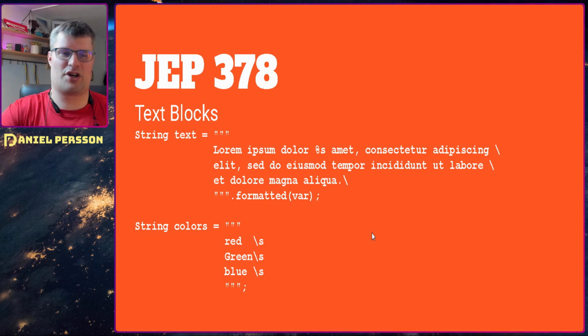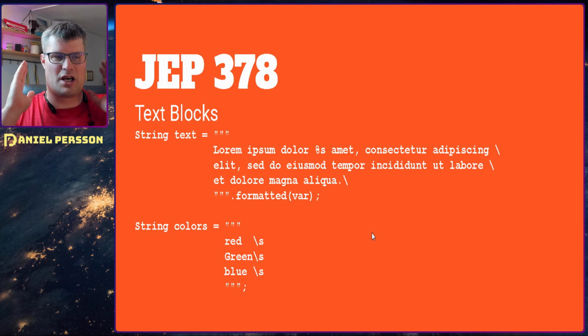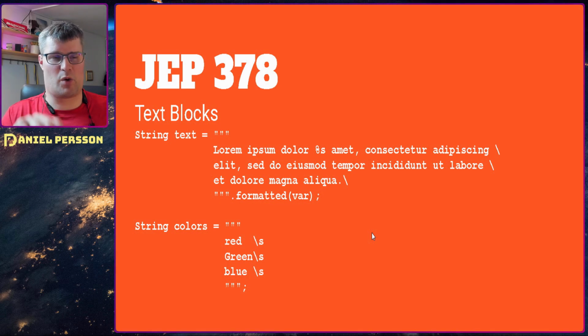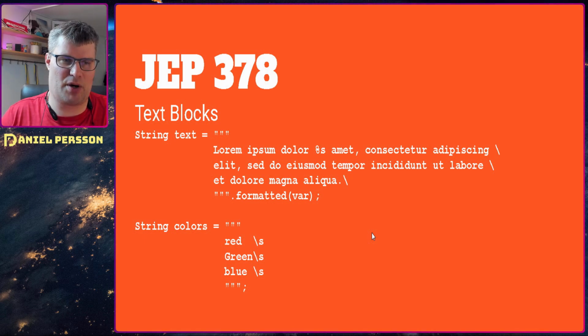So in this version, you should be able to use the text blocks as they are notated here with three double quotes, and then you have some text, and you can have them on multiple lines, and you can also use the \s notation to actually say that you want spaces to be left in the input.